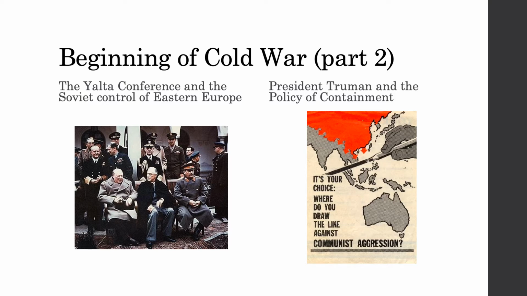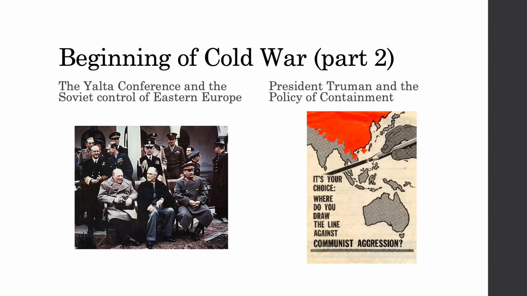So in this picture, you can see from left to right, you have Winston Churchill, my bad, FDR, and you have Stalin. Now, FDR will eventually die very shortly after this meeting, and Harry Truman is going to take over, and he's the one that's actually going to finish the war.